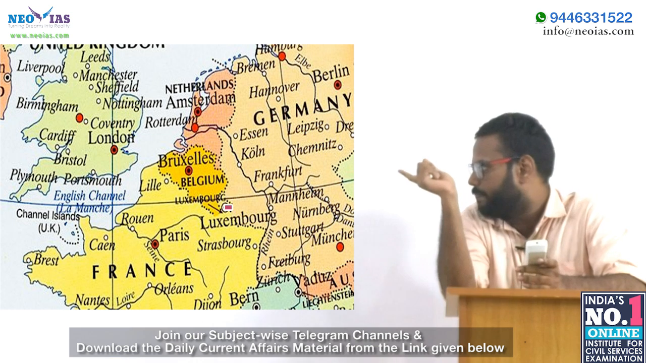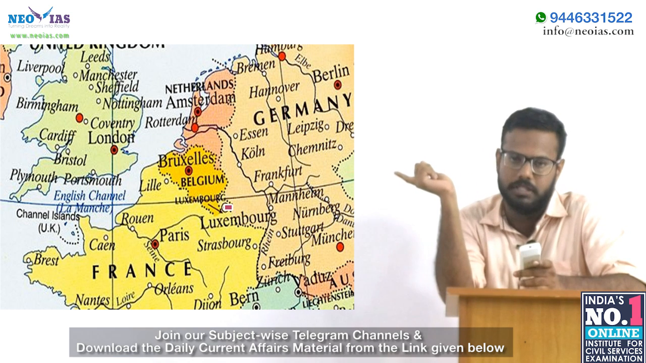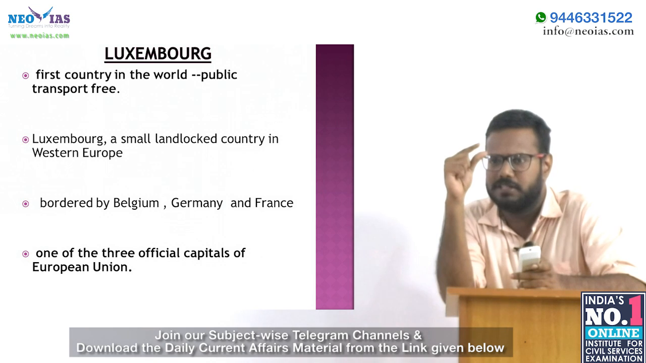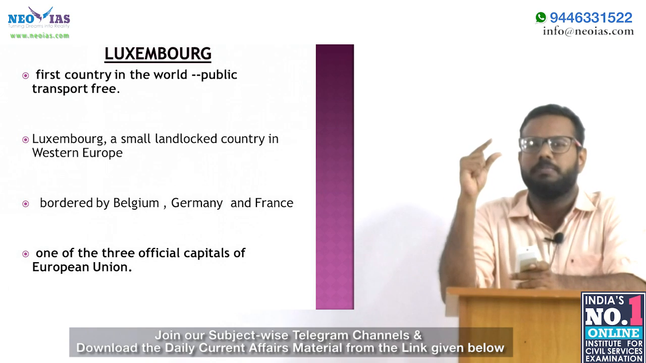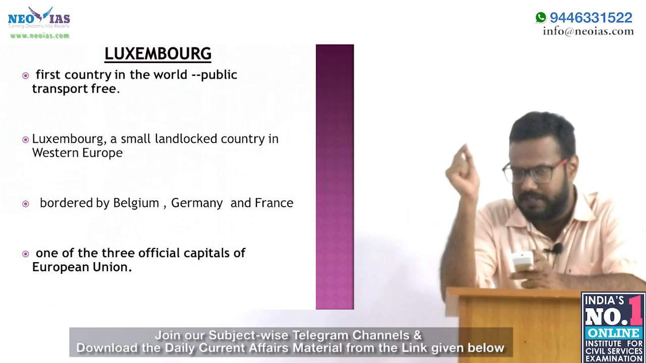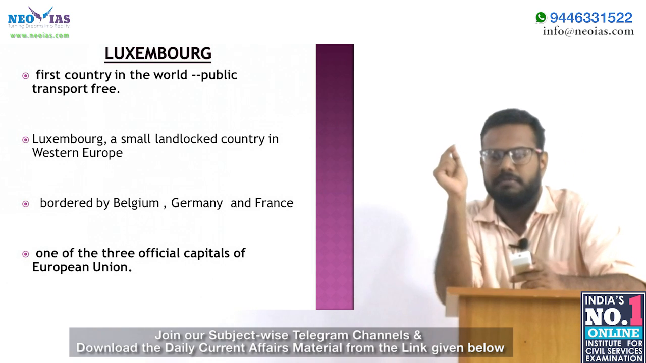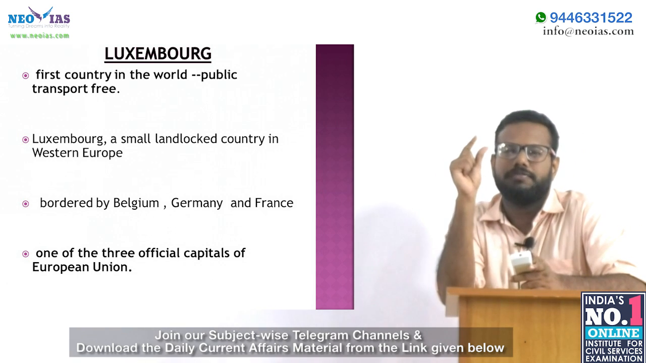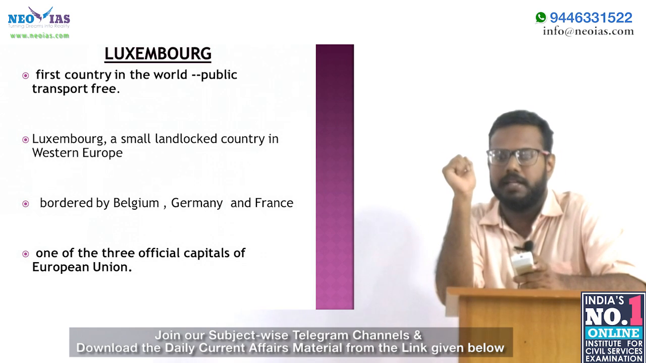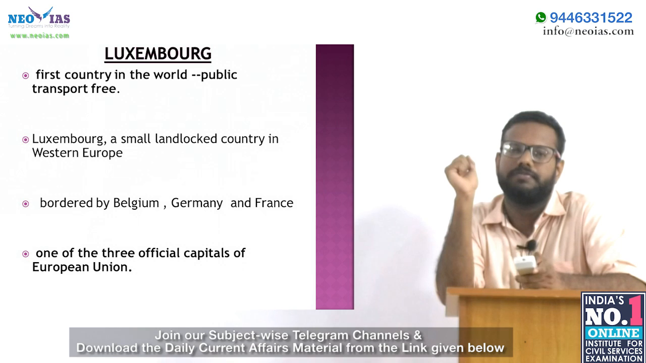You can see a purple spot there, that is Luxembourg. Luxembourg is a small landlocked country, landlocked by France, Belgium and Germany, in Western Europe. And it is considered to be one of the 3 official capitals of the European Union.